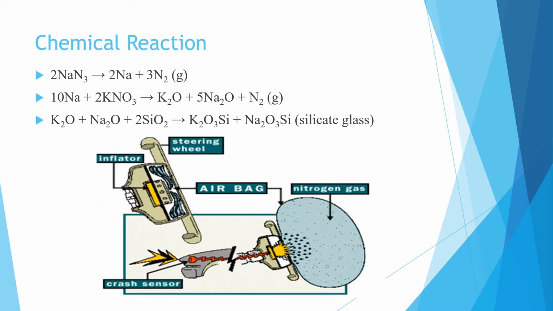And the third reaction: the sodium oxide and potassium oxide react with silicon dioxide, and then it produces silicate glass, that is Na2O3Si. So this is a three step reaction which occurs inside the airbag.